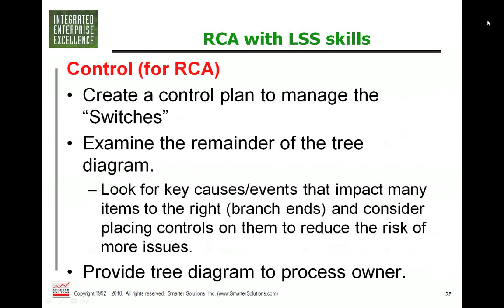I guess that would be analogous to an FMEA, always addressing the high severity issues even if they were quite improbable. Because what you're looking for in this tree diagram is the key causes or events that, if I can eliminate that, a whole series of branches now cannot exist. It's also a neat thing to provide the tree diagram to the process owner, so you've almost given them a troubleshooting guide now to manage their process. It's quite powerful. Okay.